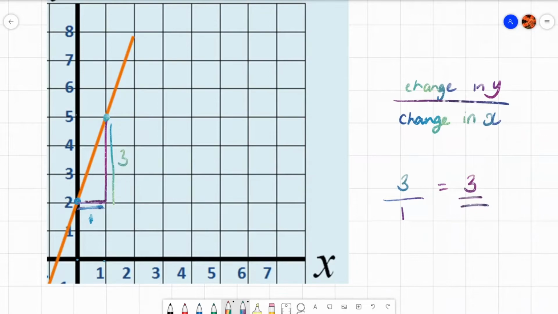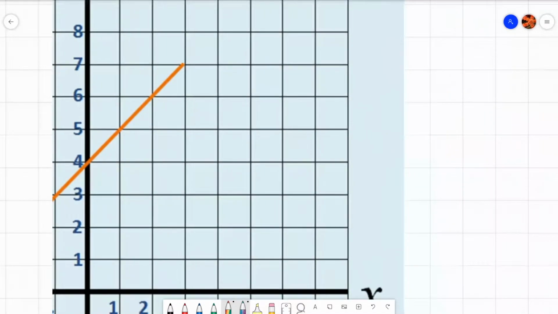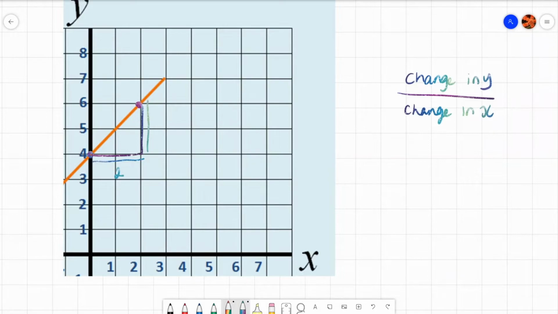Let's have a look at another example. This one here. Again, I'm going to look at change in y divided by change in x. Pick two coordinates. I'm going to pick this one here and this one here, and join them up to make my triangle. The difference between the x's goes from 0 to 2, so it's 2. The difference between the y's goes from 4 to 6, which is also 2. So I can do 2 divided by 2, which is 1. So my gradient is 1.